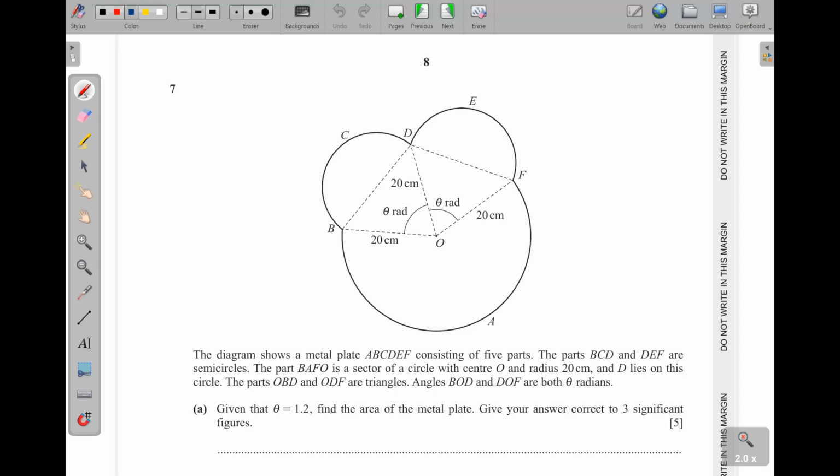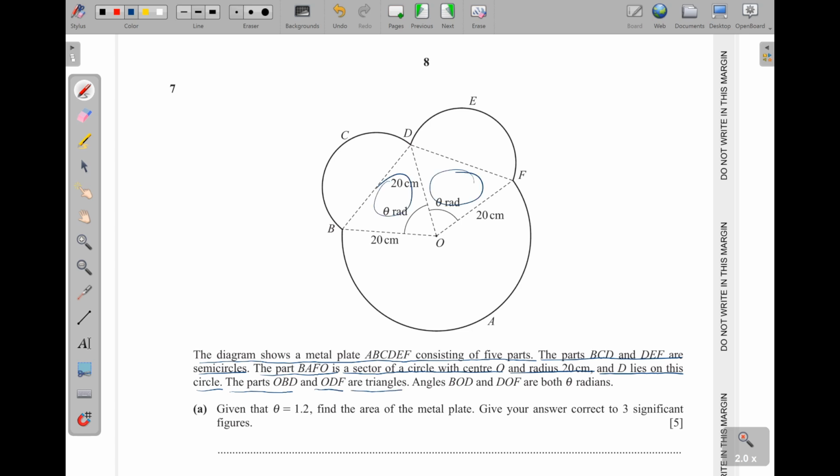Question 7 is coming from circular measure. The diagram shows a metal plate ABCDEF consisting of 5 parts. The parts BCD and DEF are semicircles. The part BAFO is a sector of the circle with center O and radius 20 centimeters, and D lies on this circle. The parts OBD and ODF are triangles.